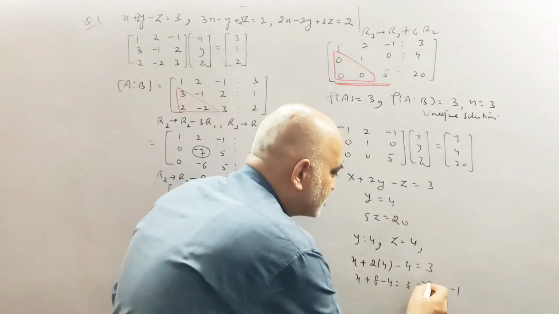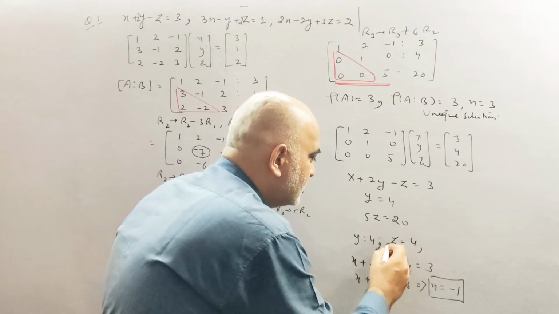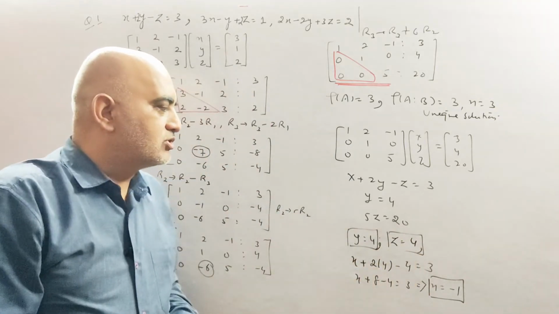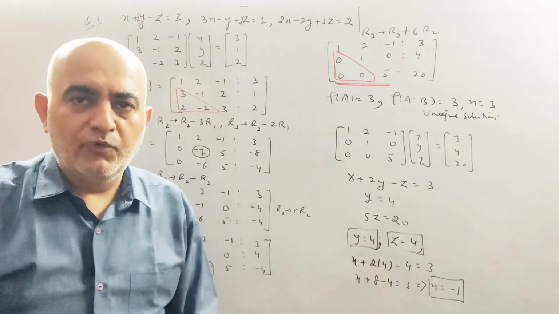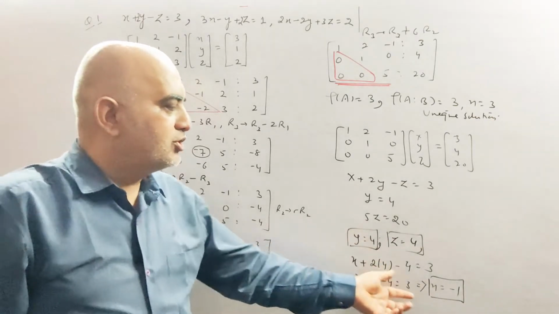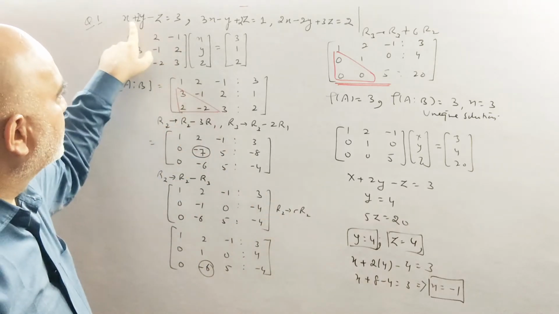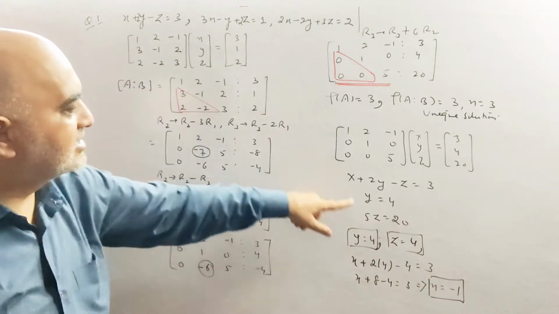Right? The value of x becomes minus 1. So there is the solution: x is equal to minus 1, y is equal to 4, and z is equal to 4. We can check whether the solution is true or not. You have to put the value of x as minus 1 here, y is 4, and z is 4.